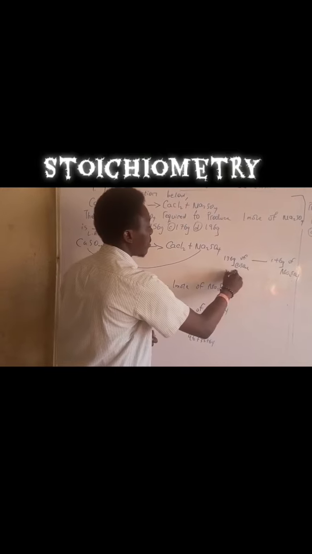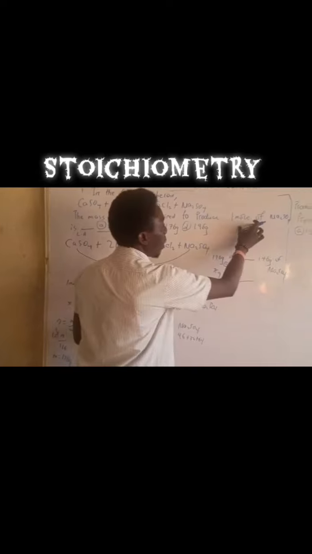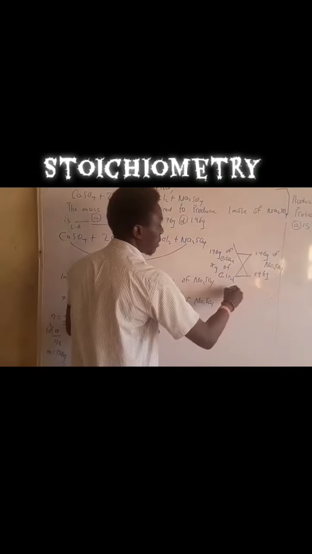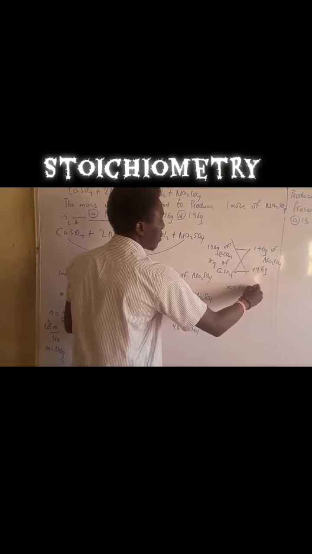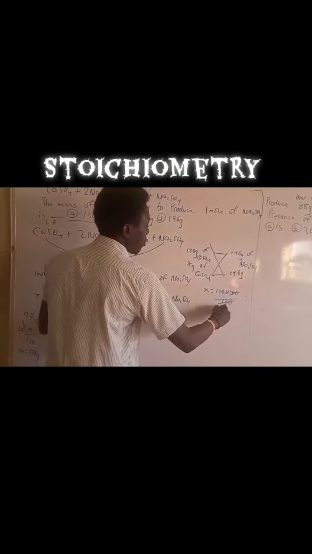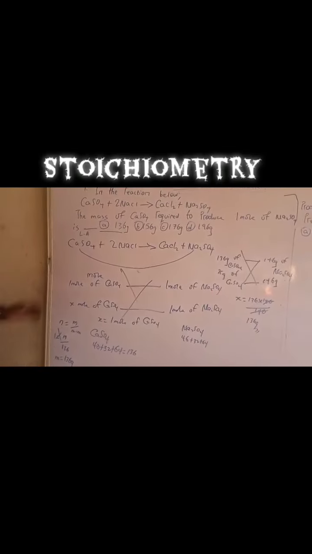So therefore, X gram of CaSO4 also gives me, for 1 mole of this, 146 gram. So by the time you cross multiply, you still have X is equal to 136 times 146 divided by 146, which is still equal to 136 gram. You solve it. So you have two methods of solving it.